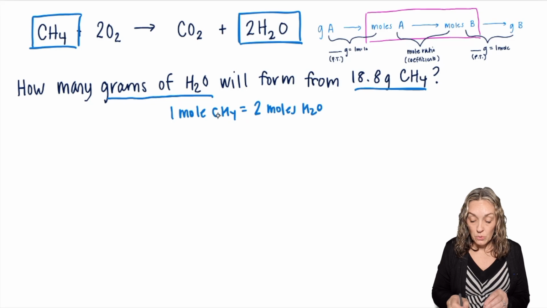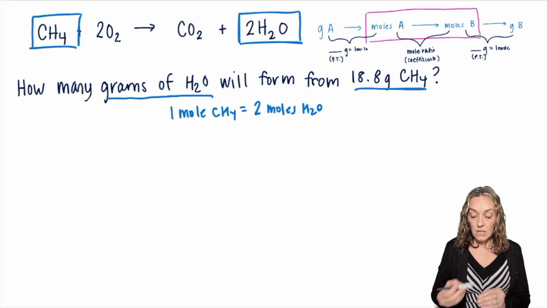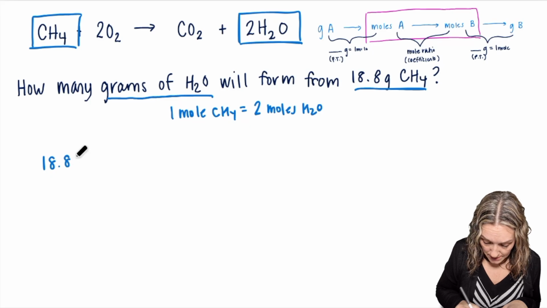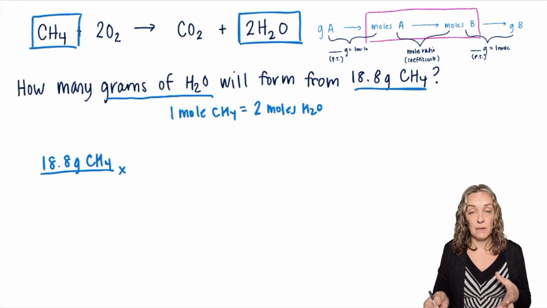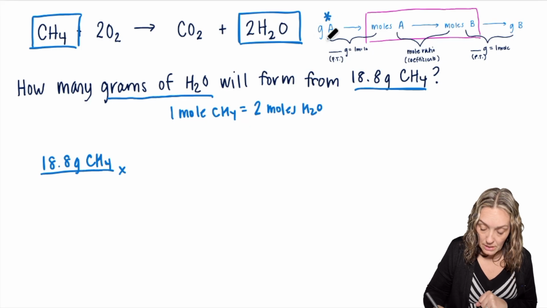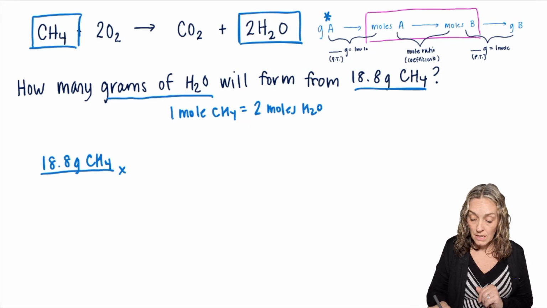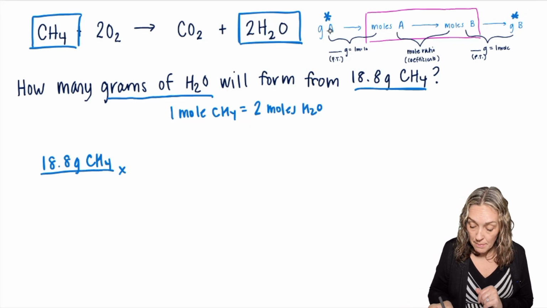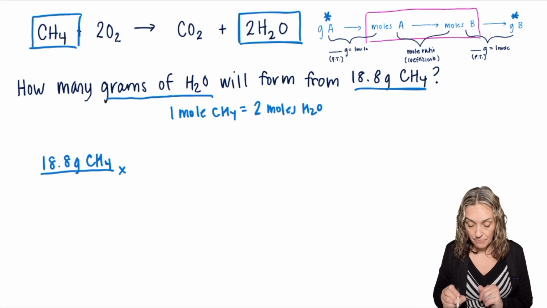My job is to use this mole ratio, but I can only use the ratio when I'm in the unit of moles. So let's start the problem with the number that's given. I'm starting with 18.8 grams of CH4. Notice that I am starting with grams of some substance, the substance being CH4 here. Then it's asking me to find grams of an entirely new substance. So instead of substance A, I'm now looking for some new substance B. That means that I'm going to have to go all the way from grams of A to moles of A to moles of B to grams of B.